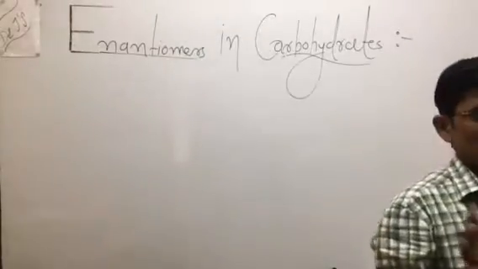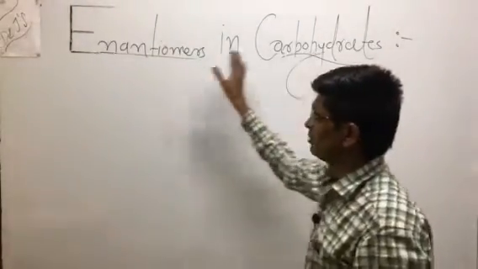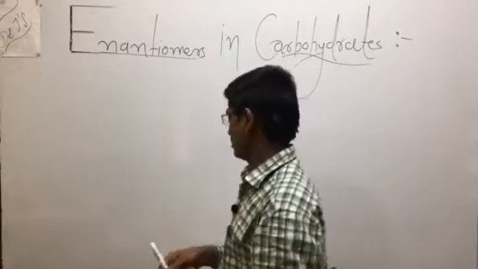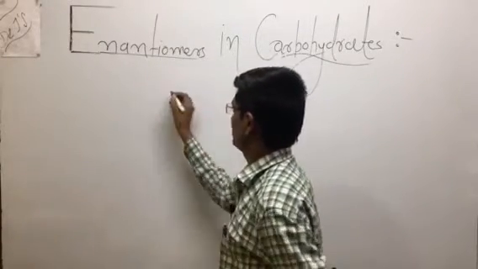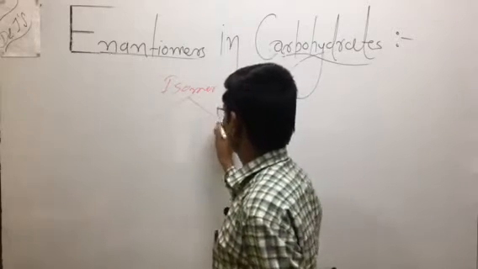So here, enantiomer in the carbohydrates. What is the basic concept of enantiomer? As we know, this is about isomers. The concept of the isomer has two types.